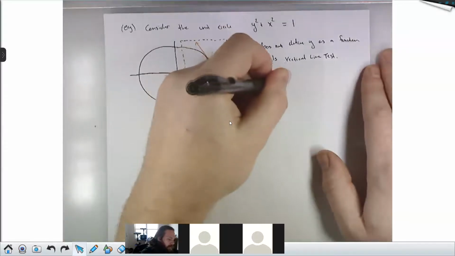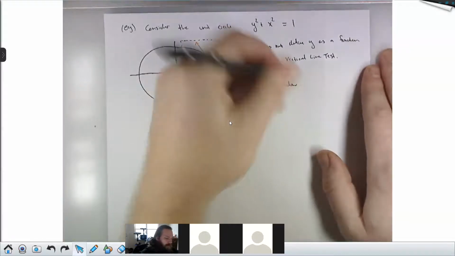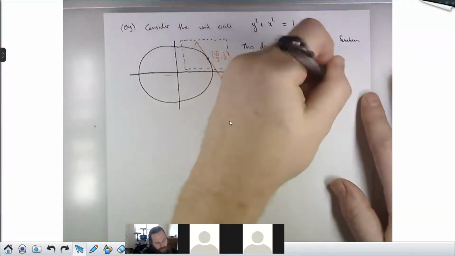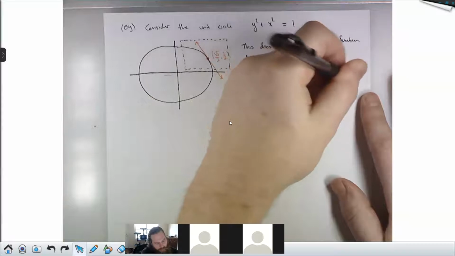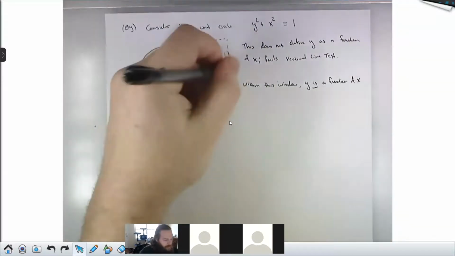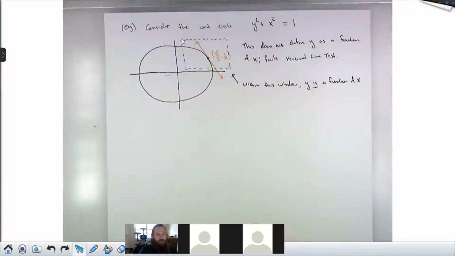within this window, y is a function of x. Right? Imagine that I didn't show you anything but that window. If I just gave you this little thing and that was the whole picture and asked you, does this pass the vertical line test? You'd say, yep. Right? Because no matter where you drop a vertical line there, it intersects at most once.